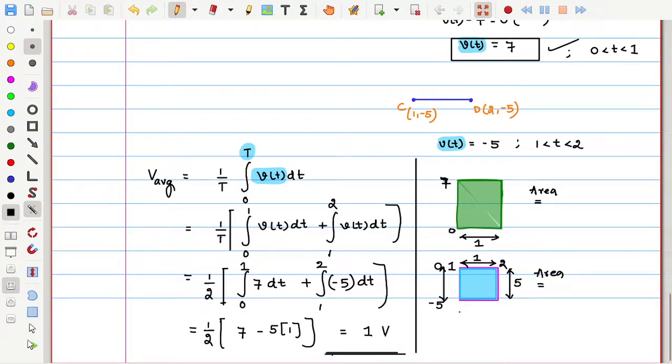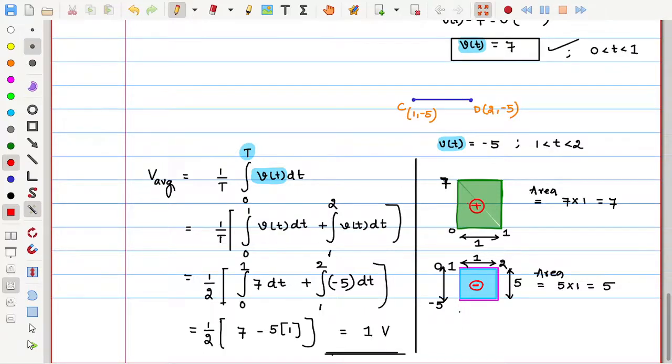So previously it is 0 to 1. This is length into breadth: 7 into 1 is equal to 7. This is 5 into 1, again equal to 5. But try to observe, this is negative. Let me write, this is the negative cycle. This is the positive cycle.